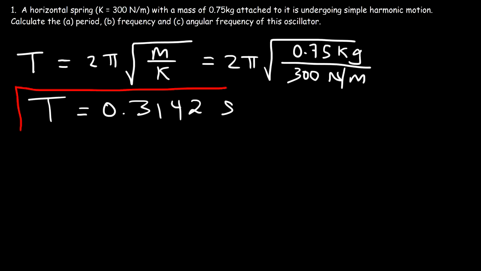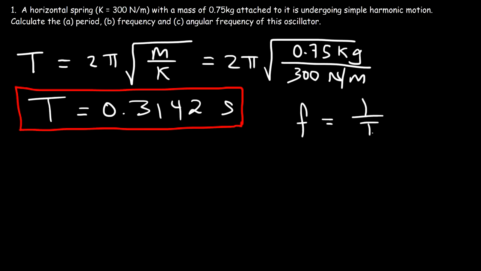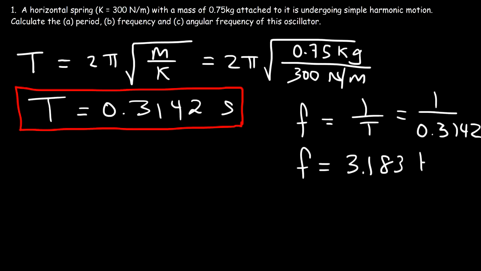So that's how you can find the period of a simple harmonic oscillator. All you need is the mass and the spring constant. Now part B, what is the frequency? Frequency is 1 divided by the period. So it's 1 divided by 0.3142 seconds. So the frequency in this problem is 3.183 hertz.